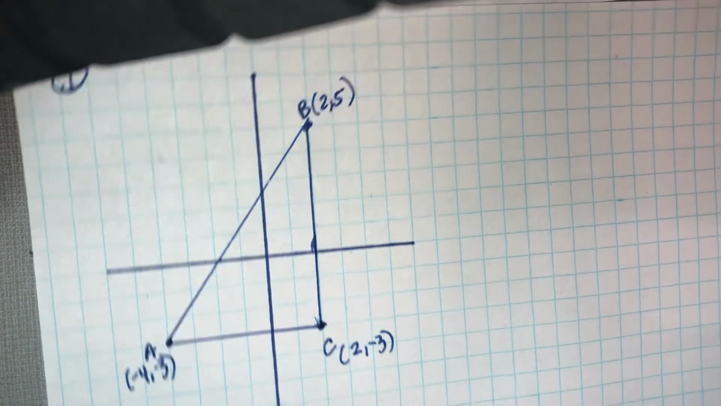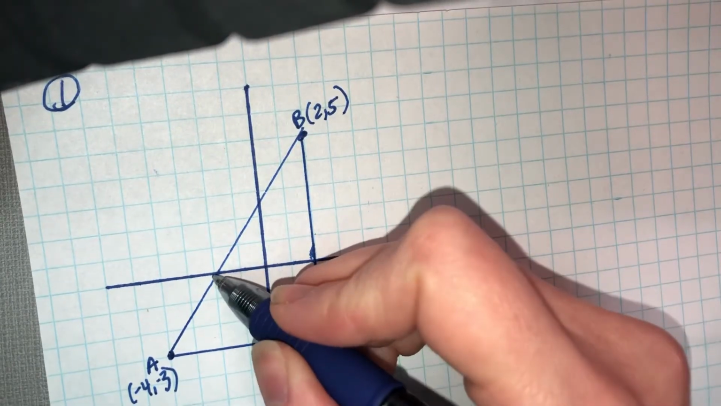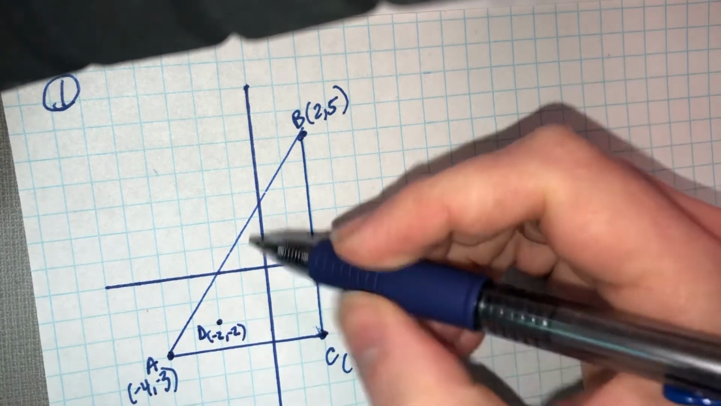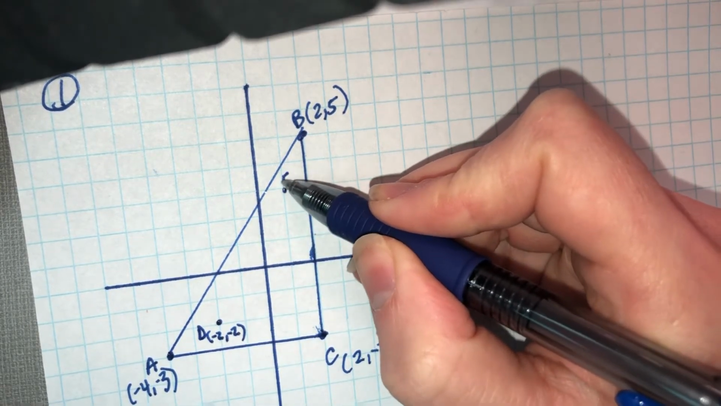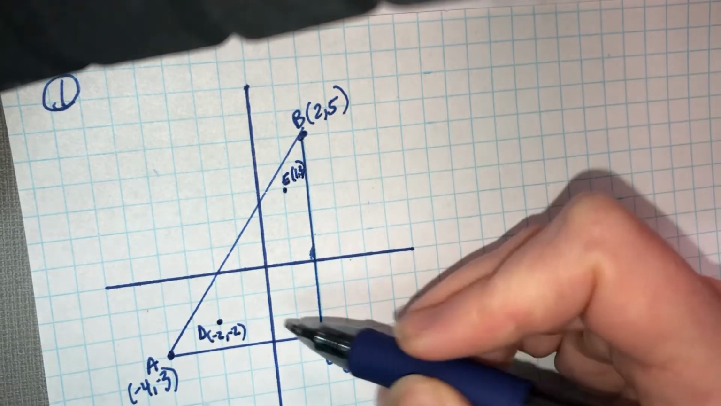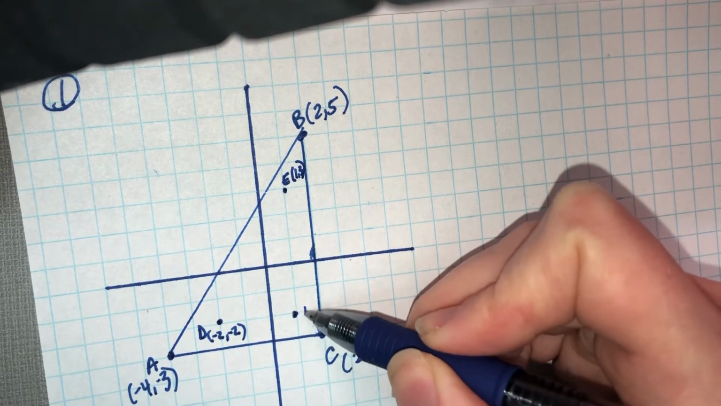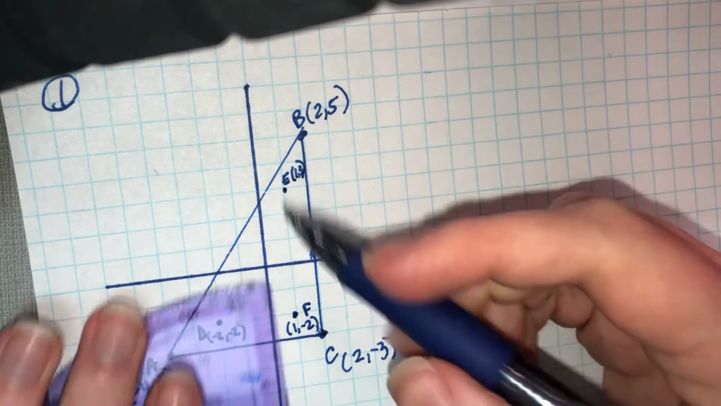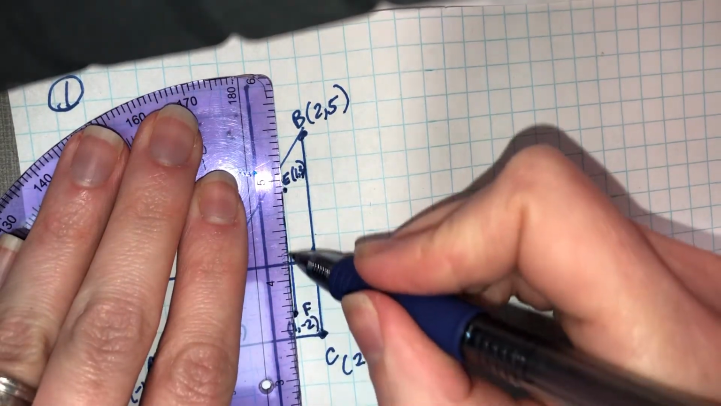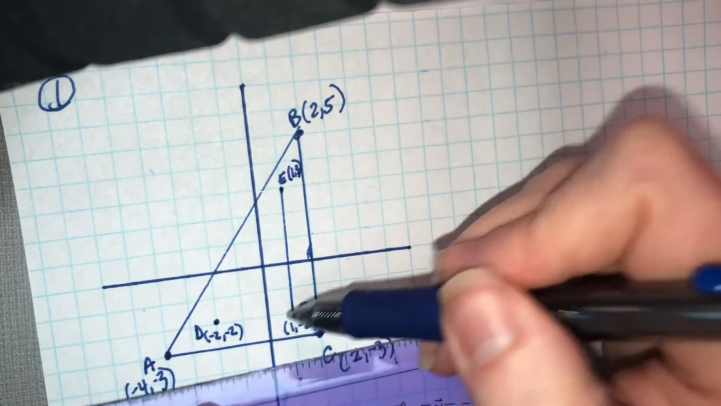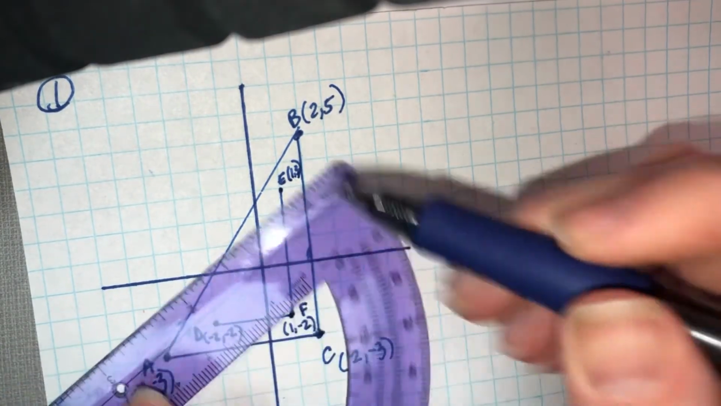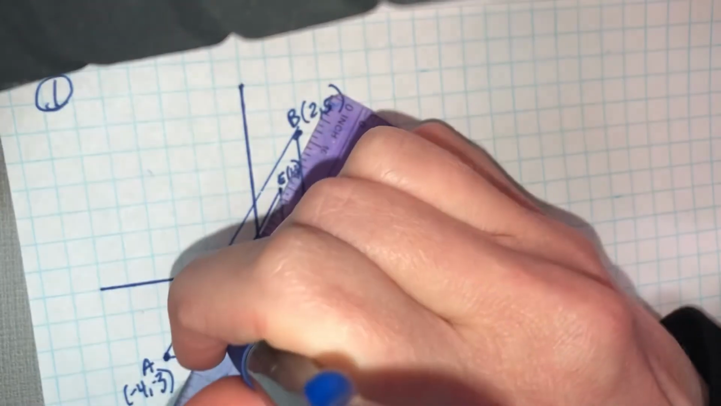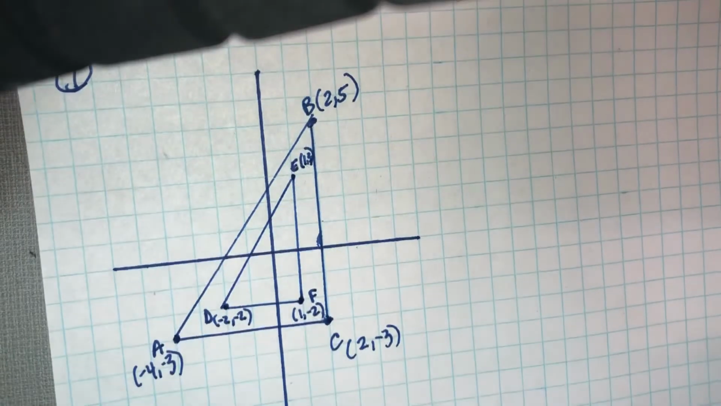Okay. And then the next triangle has -2, -2 for D. E is at 1, 3. And F is at 1, -2. So here's my other shape, okay?